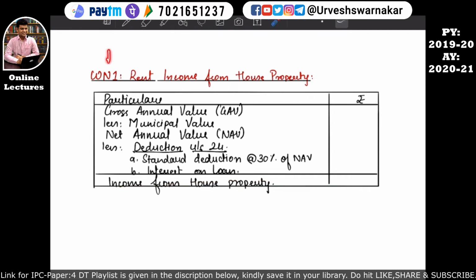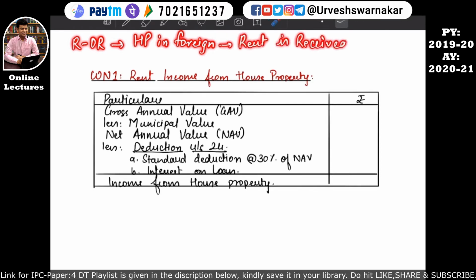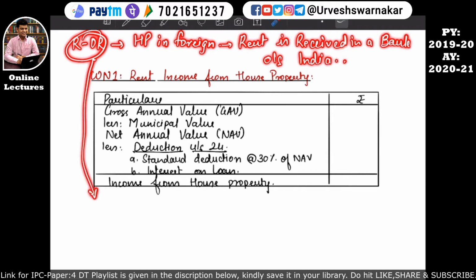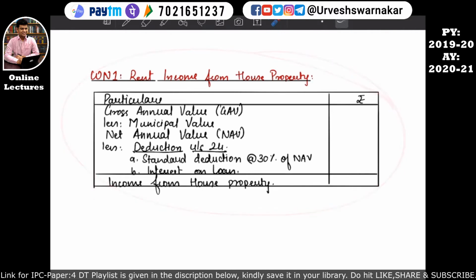One more example I'll give you over here. Understand that this is a resident, ordinary resident. He is having a house property in a foreign country, and such rent is received in a bank outside India. I hope you all have understood that this resident, ordinary resident is receiving a rent income in a bank outside India. That means, first of all, he is a resident, so his world income will be taxable in India. I hope this is quite clear. So how will it be taxable? How will this rent of house property be taxable?